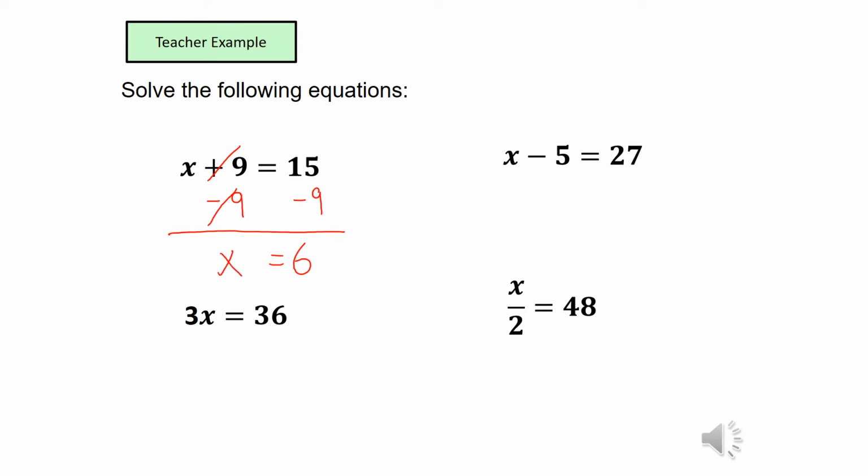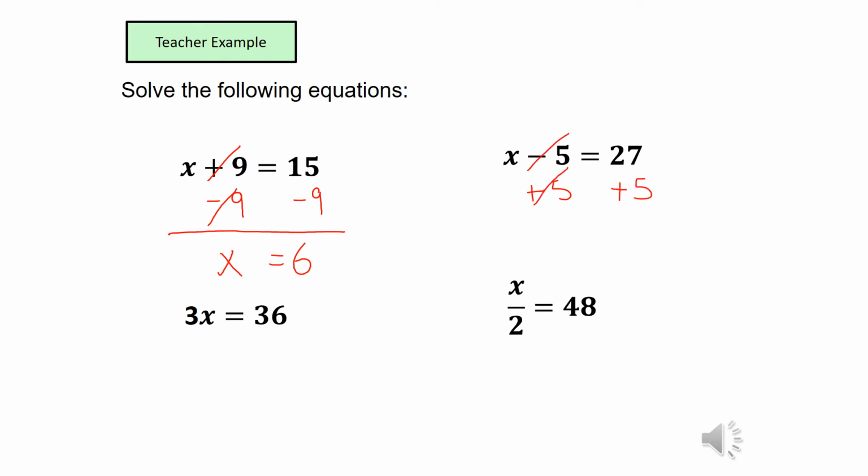Okay, let's have a look at the second question. x minus 5 equals 27. Again, we need to get the unknown on its own. So we need to do the inverse of minus 5, which is plus 5. Whatever you do on one side, you must do to the other side.